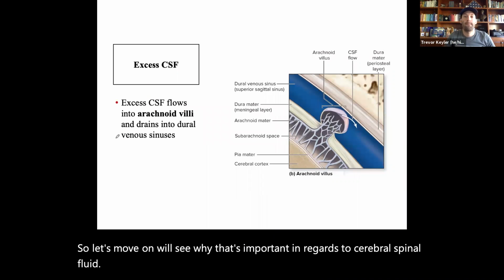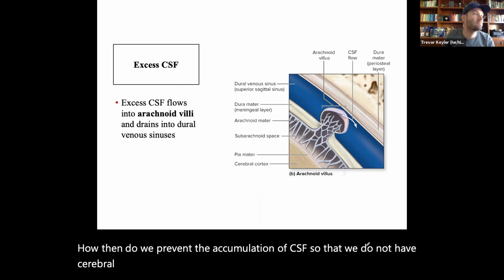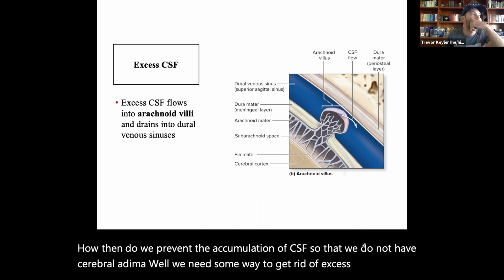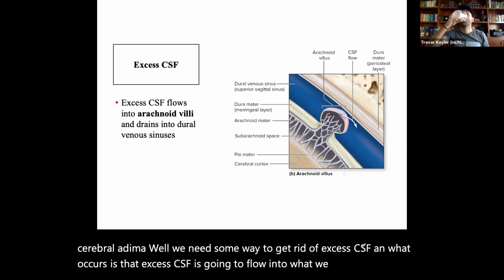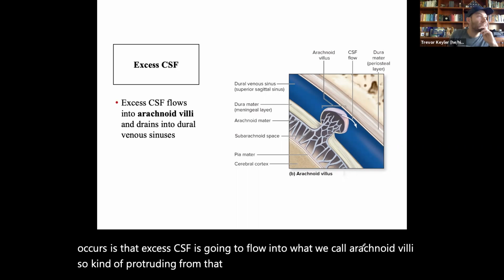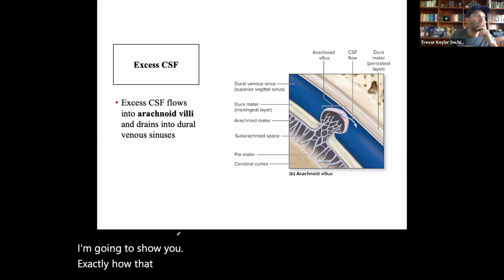How then do we prevent the accumulation of CSF so that we do not have cerebral edema? Well, we need some way to get rid of excess CSF. And what occurs is that excess CSF is going to flow into what we call arachnoid villi. So kind of protruding from that subarachnoid space, we have a villus that appears, and that helps drain excess CSF into the dural venous sinuses. Now, I'm going to show you exactly how that works on the next slide.